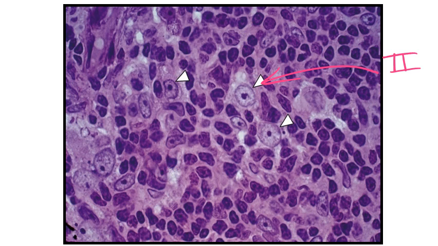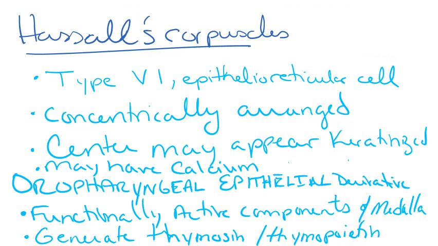So right here, we have examples of type 2. So type 2, remember, cortex, epithelial reticular cell, cortex, selection, medulla. And those are going to be type 6 or epithelial reticular cell. They're concentrically arranged, so they look kind of like this helix or tornado. In the center may appear keratinized. They may also have calcium. Very important, they originate from the oropharyngeal epithelial derivative.